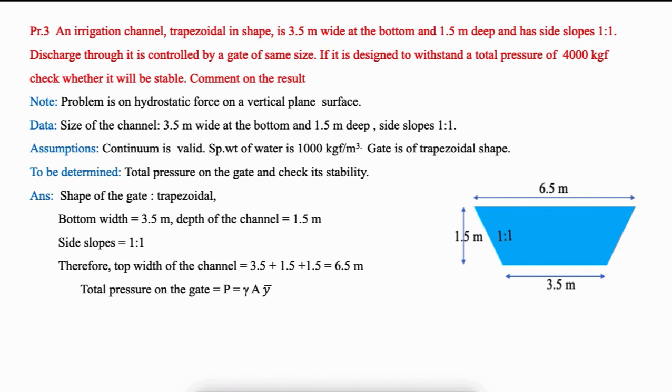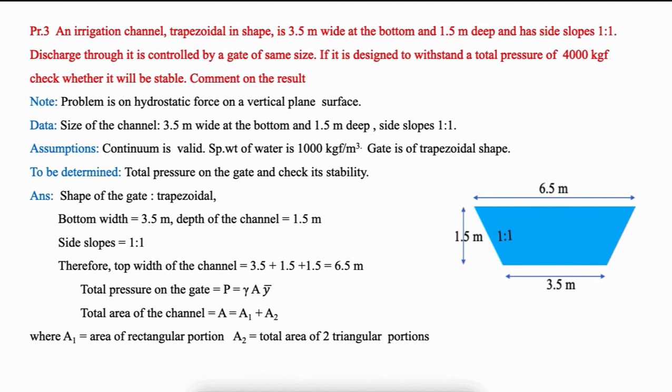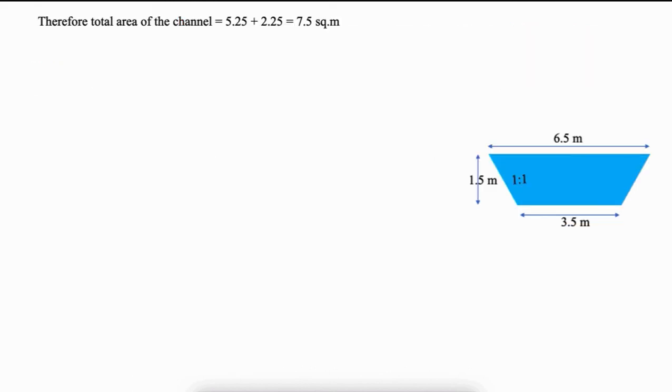Total force is equal to gamma into A into Y bar. Total area A is equal to A1 plus A2, where A1 is the area of the rectangular portion, A2 is the total area of two triangular portions. From the geometry, A1 is equal to 5.25 square meters, A2 is equal to 2.25 square meters. Therefore, total area of the channel is equal to 7.5 square meters.